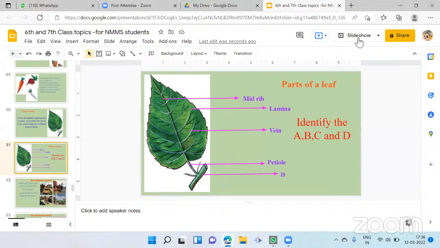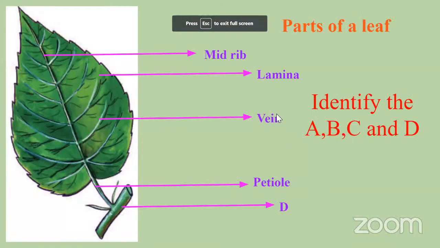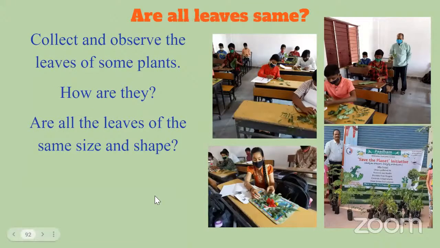Okay. Now see here. Now tell me, are all leaves the same? Or are all leaves similar? See here, most of the children are observing the leaves. Are all leaves similar? No. Very good. No. Right. See here, so many plants are there. Here, all leaves are not similar.